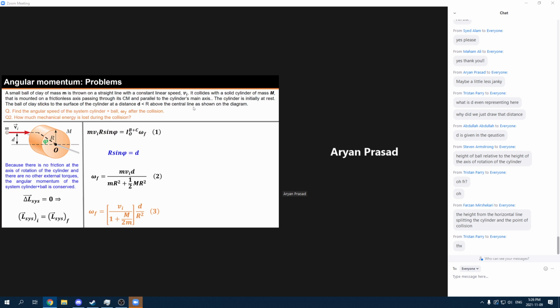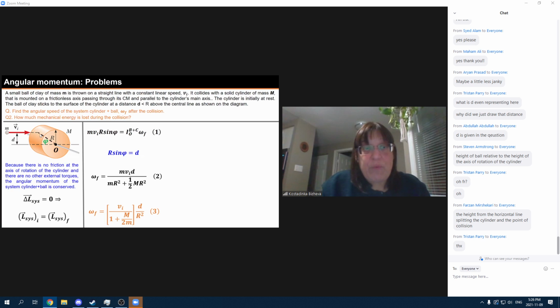Okay. Wait, so with R, we're basically treating the initial moment as right before the impact. Well, this is afterwards. So when the ball gets stuck at the surface of the cylinder, it is one radius away. For a point mass, if you remember, we defined the moment of inertia as mr squared, where r is the radial distance relative to the axis of rotation. So mr squared is the moment of inertia of the little mud ball, and then one half of m capital R squared is the one for the cylinder, which is equivalent to a solid disk.